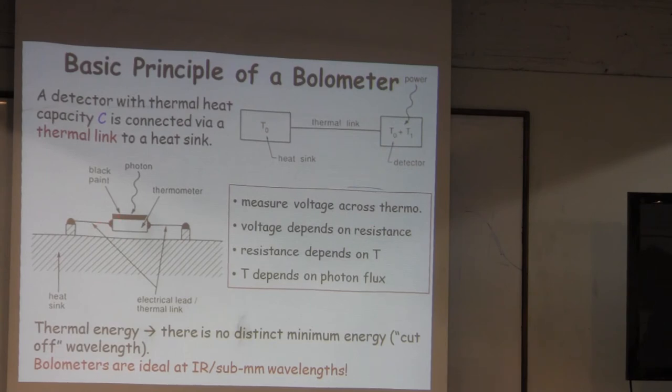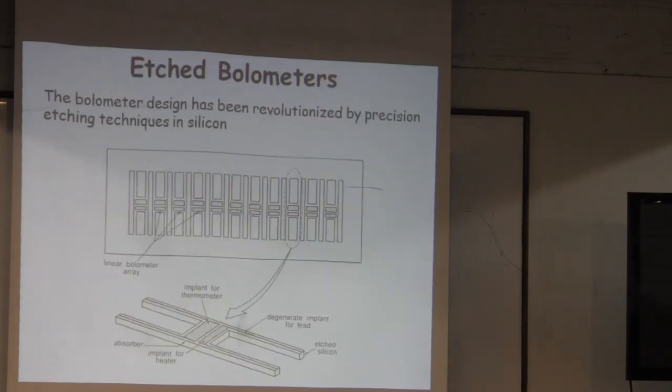Yeah, and that is the information that we get. The advantage is that for the thermal energy, there is no distinct minimum energy. So no cutoff wavelengths in that sense. And therefore, these are the preferred detectors for the longer wavelengths, the far infrared, and the submillimeter wavelengths.